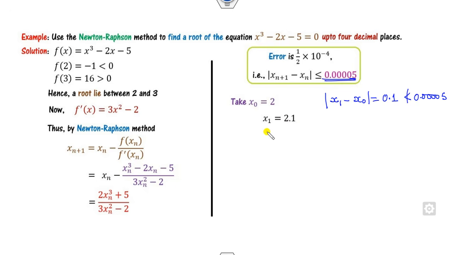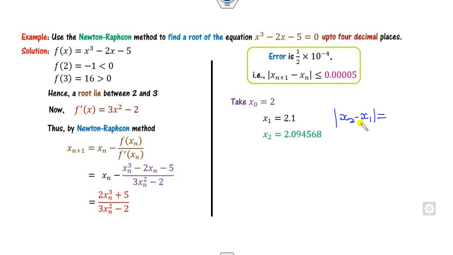So it means we need to find x2. How do you find x2? I can substitute this value here. This is 2.1 cube plus 5 over 3 times 2.1 square minus 2. After the calculation you get this value. We check x2 minus x1. Clearly this is 0.01 something, which is not less than this. Then we can find the value of x3.